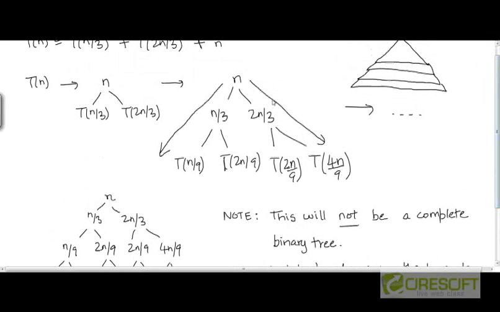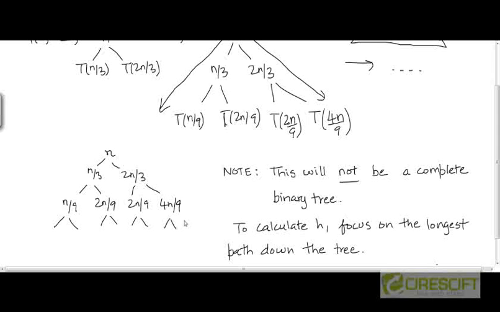Whereas if you look at the right path, where we go on following the right child of every node, the size of the subproblems are reducing by a factor of 1.5 or 3 by 2 along this path. So at the ith level, the leftmost node here will have a cost of n by 3 to the power i. At the ith node along this path, the rightmost node is going to have a cost of 2 by 3 to the power i multiplied by n.